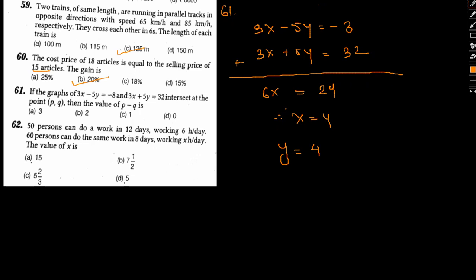So I hope this is clear. Therefore, if we talk about the point of intersection in this case, P will be 4 and Q will be 4, therefore P minus Q will be 4 minus 4 equal to 0. Option D. A very simple question. I hope it's clear. Now let's move on to the last one.